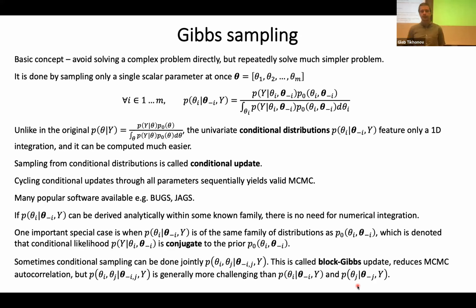And the con of this approach is that typically the joint distribution for these two parameters is generally more challenging to compute or acquire compared to each of them separately.